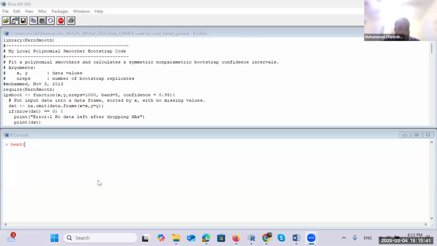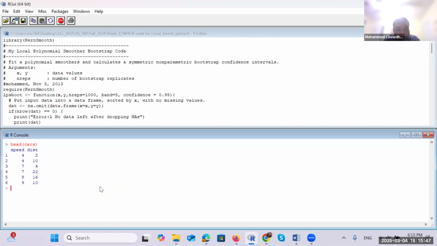Okay, I have recorded this. If I want to see these things, cars that are ahead, so I have speed and distance, something like that. So by using speed and distance, I want to construct this type of curve.